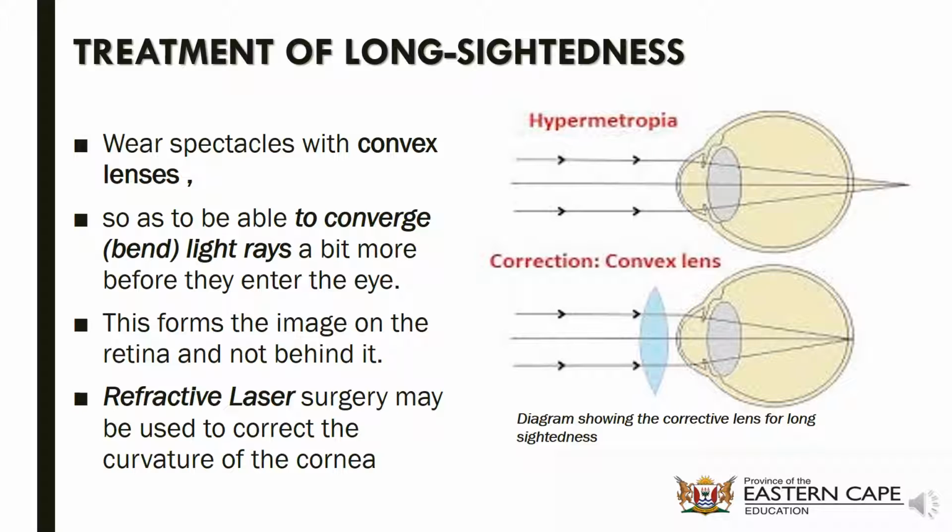Also, if you're not going to have your eye defect corrected by the use of convex lenses, you can go for what we call refractive laser surgery, which is used to correct again the curvature of your cornea.